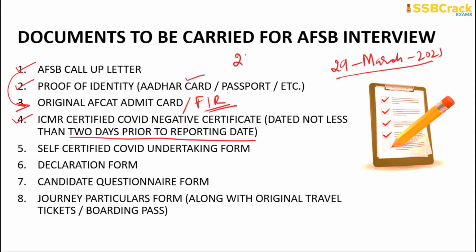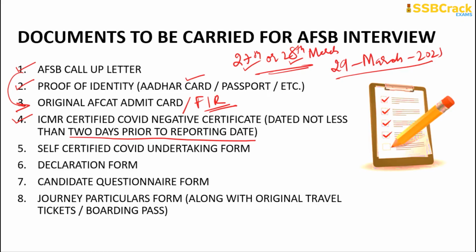Then in that case, my ICMR certified COVID negative certificate should be dated either 27th or 28th of March 2021 compulsorily. Other than these dates, no other date will be valid for me. It is compulsory that my COVID negative certificate should be dated on 27th or 28th. Okay, so this is compulsory.